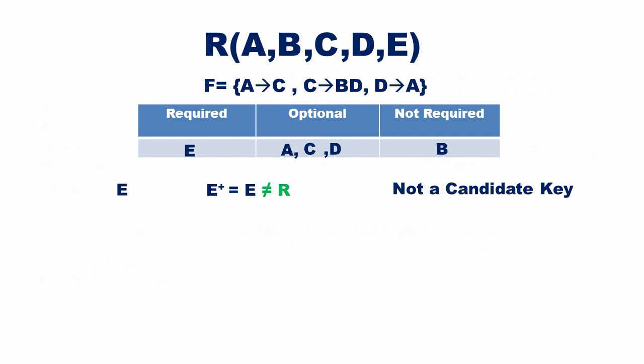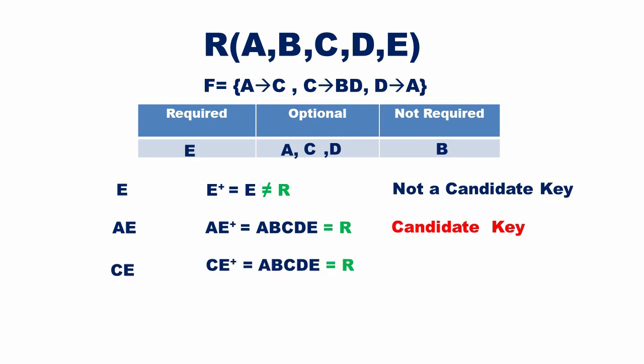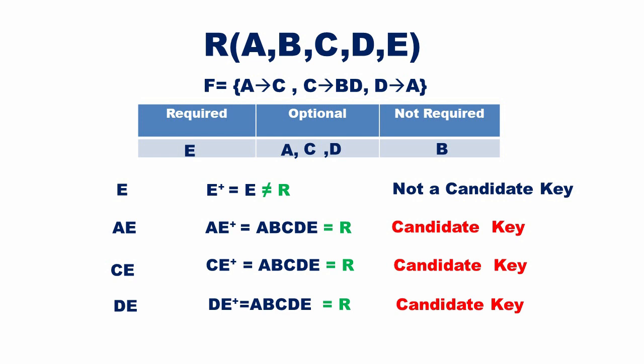Try the combination of E with optional attributes. AE plus is equal to ABCDE. It includes all attributes of R, hence AE is a candidate key. CE plus is equal to ABCDE. It is also a candidate key. DE plus is equal to ABCDE. It is also a candidate key. Hence, the relation has three candidate keys: AE, CE and DE.